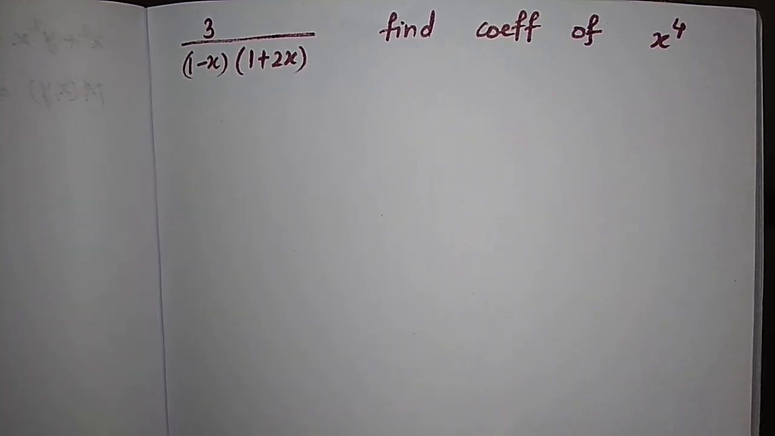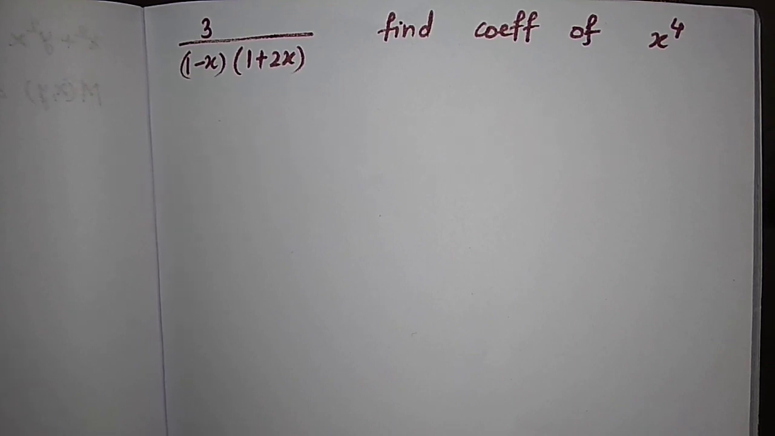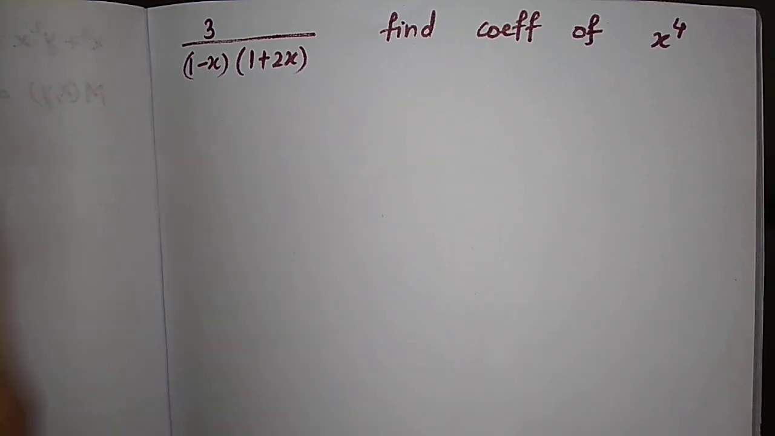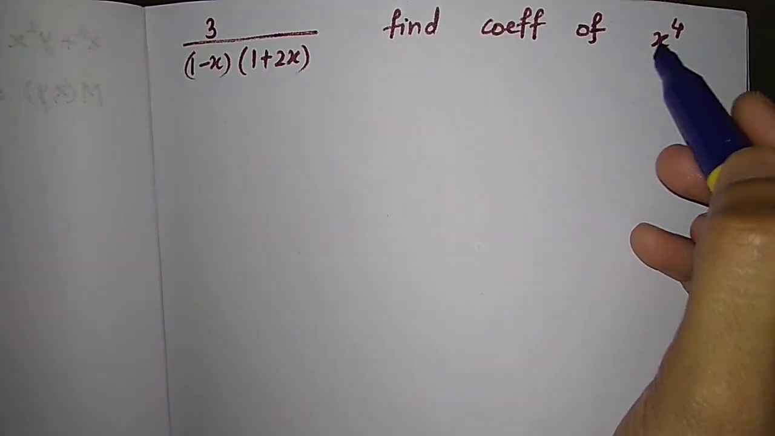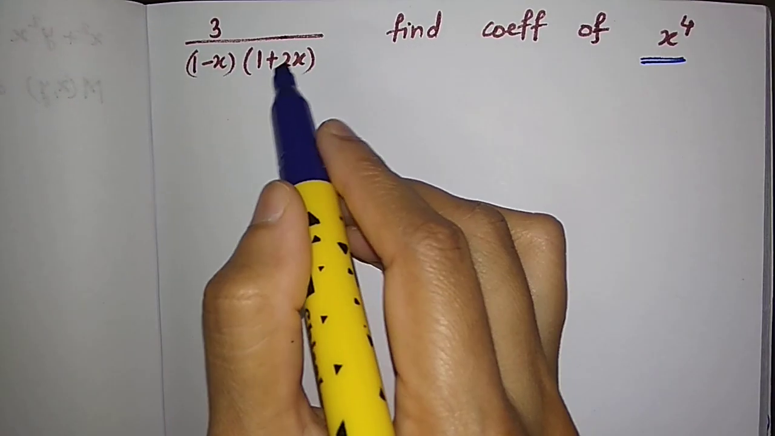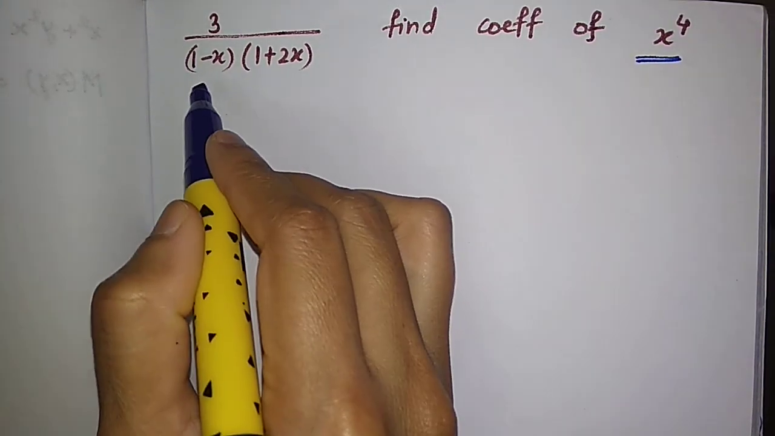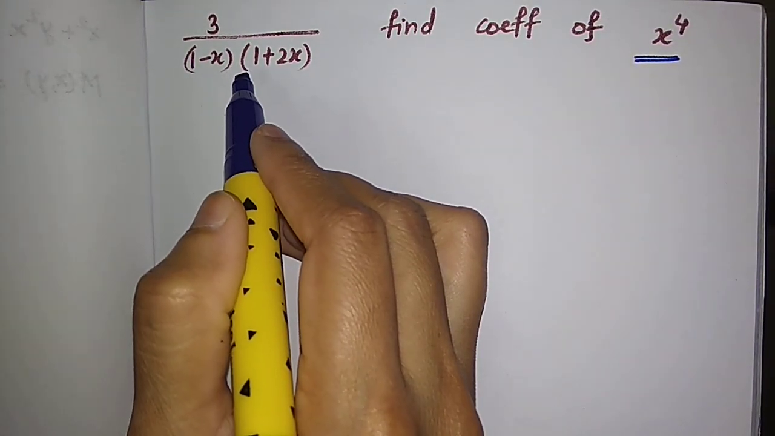In this video, I am going to solve problems from IIT-JAM 2020 Mathematics. So the first problem is we have to find the coefficient of x raised to 4 in 3 upon 1 minus x into 1 plus 2x.